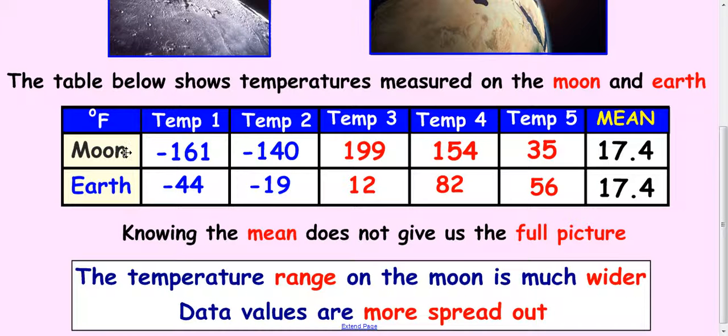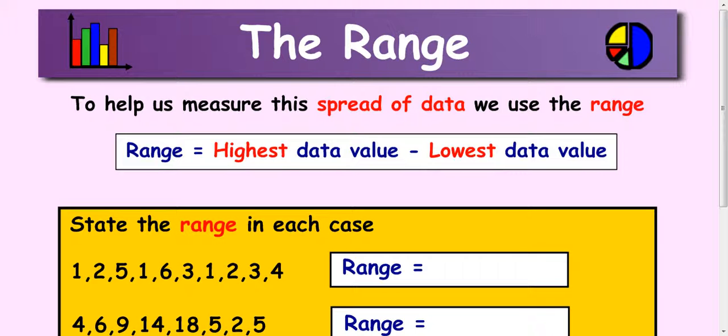You can see that the Moon is spread out far greater than the Earth temperatures. The lowest temperature is negative 161 and the highest is 199, whereas the Earth temperatures are not that spread out compared to that. Highest being 82 and lowest being negative 44. There's more extremes on the Moon. So the range helps us to understand what's going on with the data and the information, how spread out it is. It's really easy to calculate.